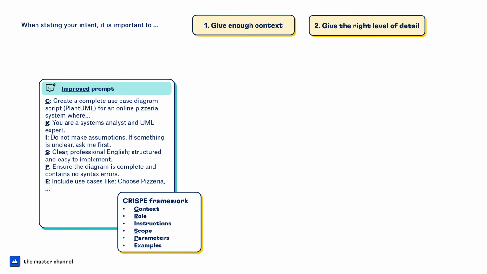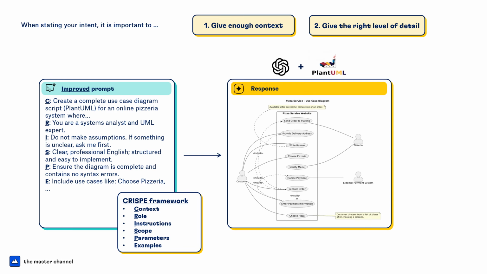To obtain a better diagram, we can improve our prompt using established prompting frameworks. Let's look at this example prompt. Here, we apply the Crispy framework, where we provide the LLM with context, role, instructions, scope, parameters, and examples. In short, this structure helps us clearly define what we want, how it should behave, and the constraints it must follow. This approach leads to noticeably better results.